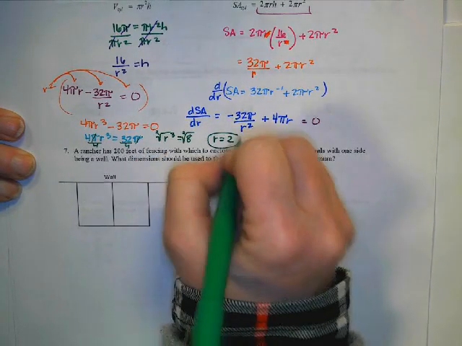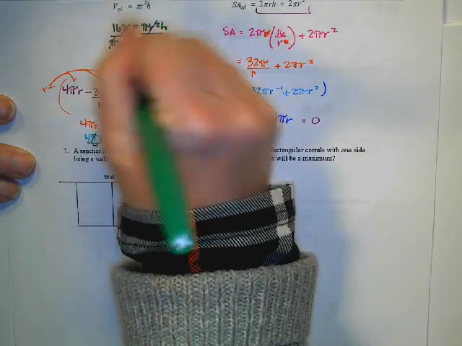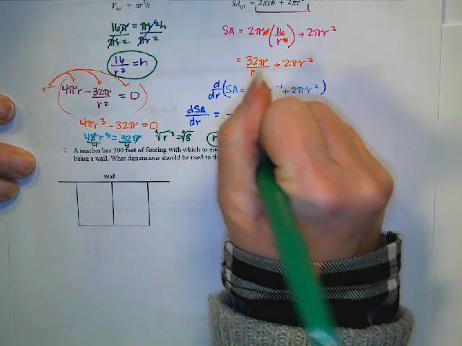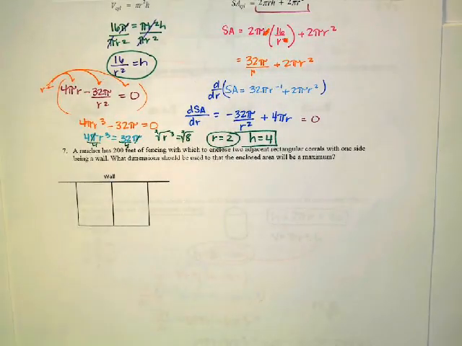All right, but it asks for dimensions. So now I have to plug my 2 back into this. And that would give you height equals 4. So my dimensions are the radius is 2, and the height is 4.